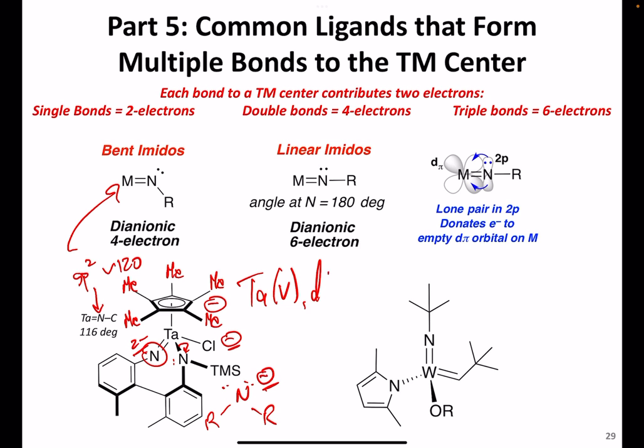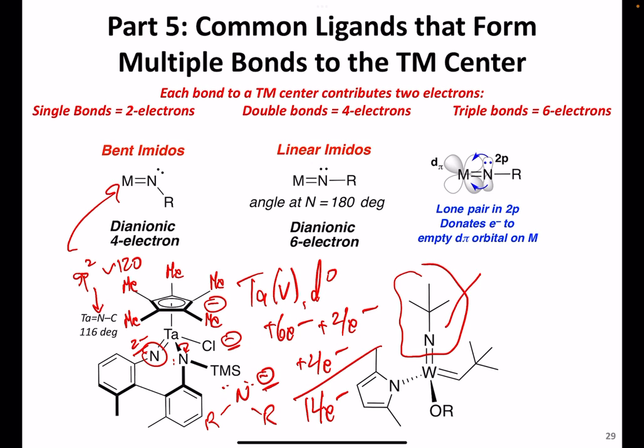Tantalum 5 is d0, plus 6 electrons due to the Cp, plus 4 electrons due to the amido, plus 4 electrons due to the 2 2-electron donors. This gives us a 14-electron tantalum compound. Let's go to the olefin metathesis tungsten 6 compound shown on the right. Notice that here our amido is linear.